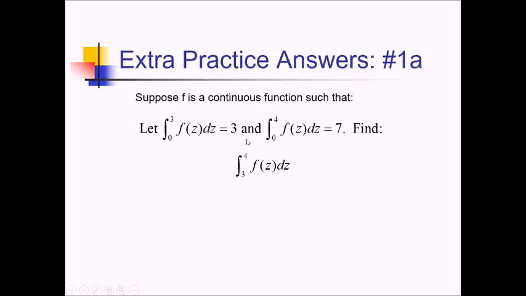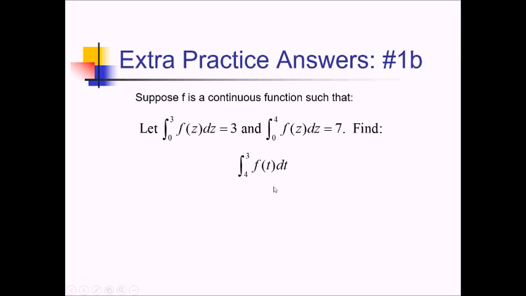Well, if we have all the area from 0 to 4, and we have the area from just 0 to 3, I can get the area from 3 to 4 by just subtracting these. So let me do the integral from 0 to 4 minus the integral from 0 to 3. That's going to chop out all the area from 0 to 3 and just leave the area from 3 to 4. So that's just going to be 7 minus 3, which comes out to 4.